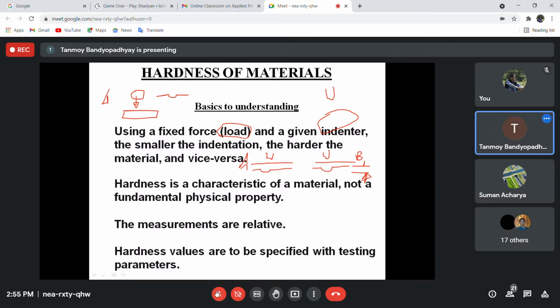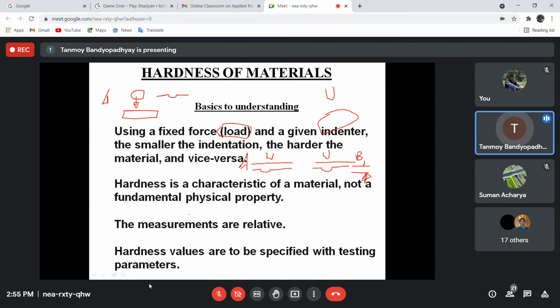Clear? Got it. So for any hardness test, we have to fix two things: one is the load value, another one is the indenter type. Keeping these two constant, we can measure the indentation, either the indentation diameter or the indentation depth. Many things we can measure. The smaller the indentation, the harder the material, and vice versa. Whatever the indentation value, the diameter or the depth, if it is smaller, the material has higher hardness, and if it is larger, the material has lower hardness.